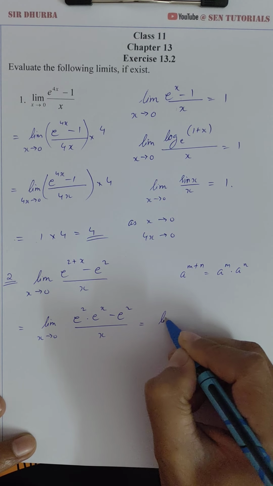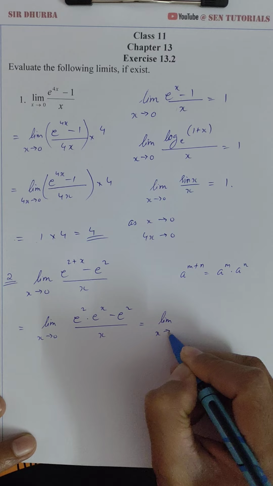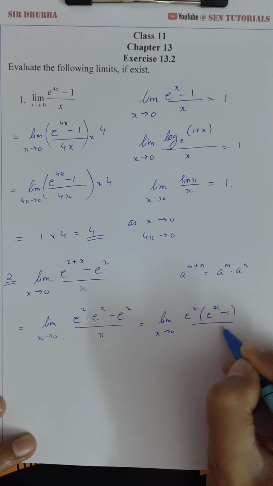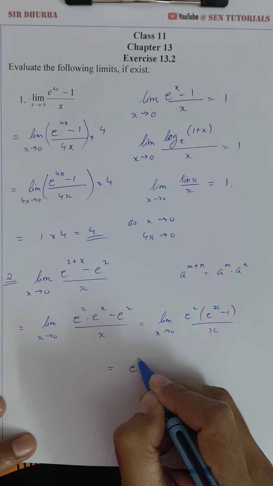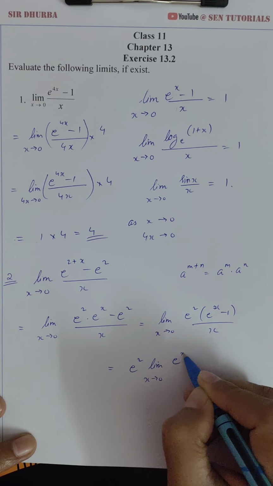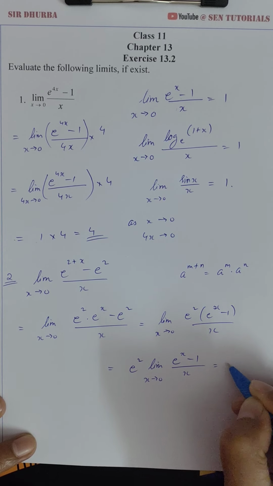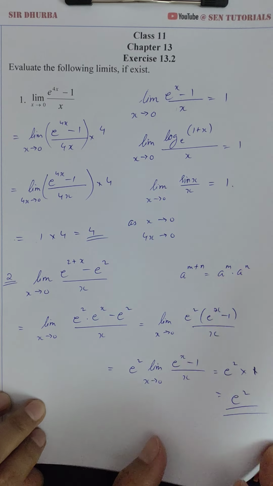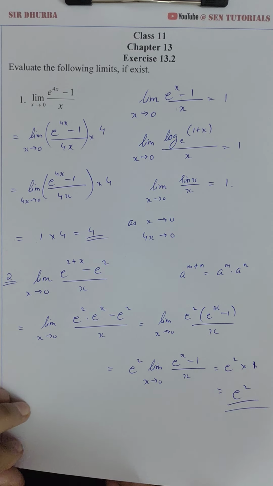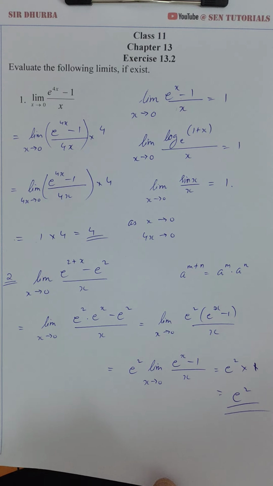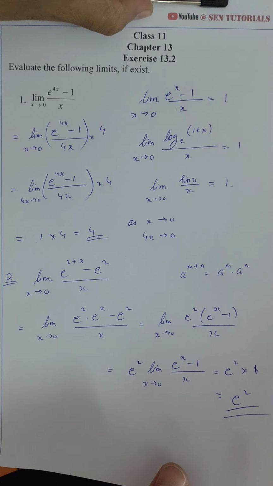I'll just continue here. So that is limit as x tends to 0, e square I can take common, so e power x minus 1 divided by x. Now e square is a constant, taking it outside: limit as x tends to 0 of e power x minus 1 divided by x, so that is e square. This is the direct theorem, which is 1, so e square into 1 is e square. Okay, moving on to question number 3.